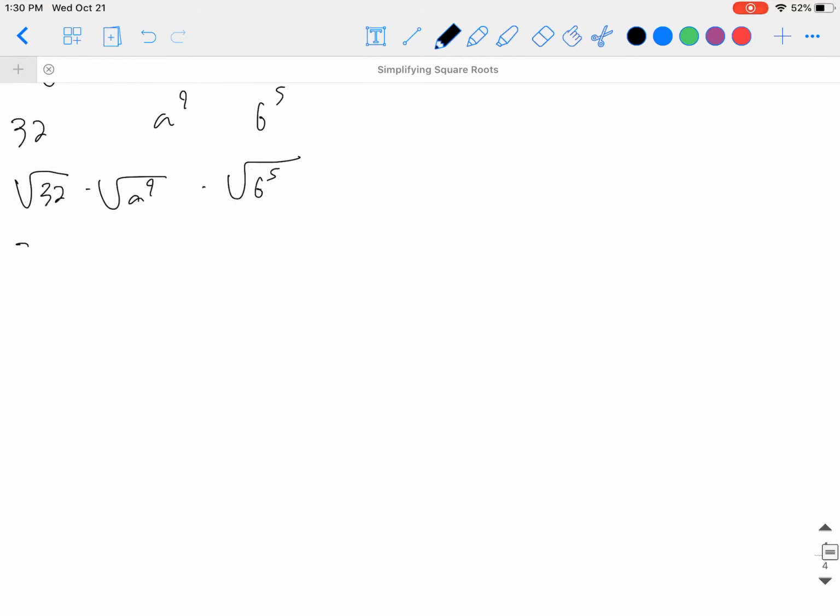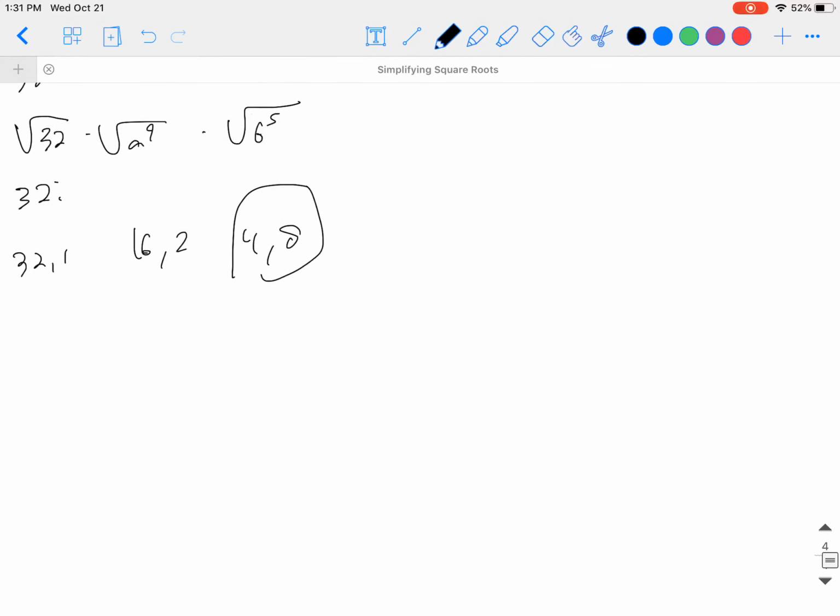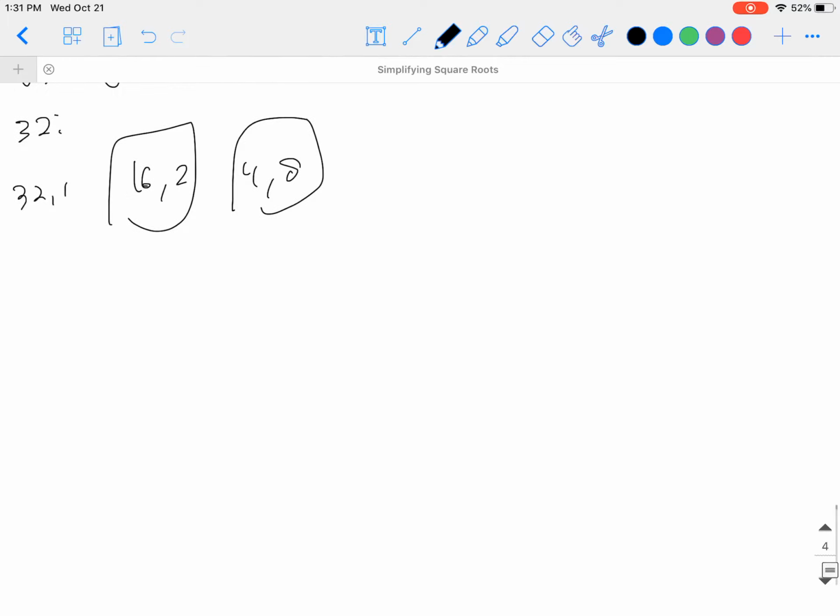Alright, let's start with 32. First, list the factors of 32. So we have 32 and 1, 16 and 2, and 4 and 8. If we see here, the 4 and 8 both have a rational answer, and the 16 and 2 have a rational answer. So we could use either of them. In the end, the result would be the same. We would just have to do an extra step if we use one. So let's use the one where we have to use an extra step. Let's use the 4 and 8.